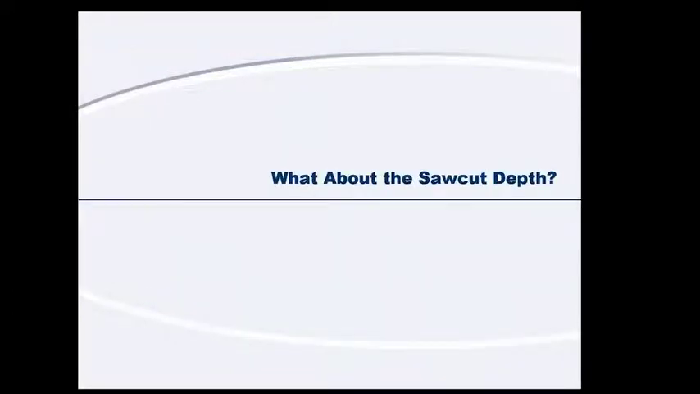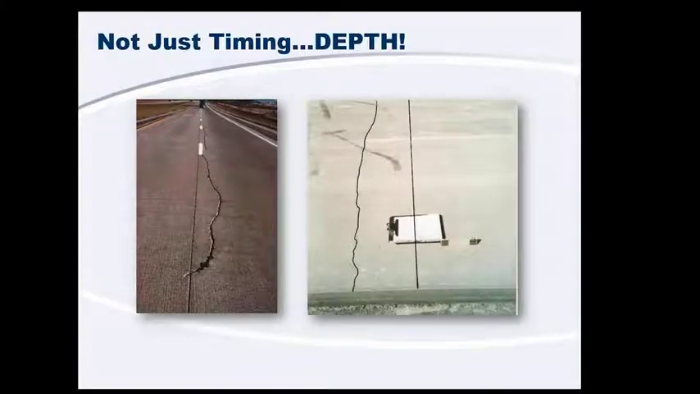Okay, so that's just a little bit on when to get on there and start sawing our joints, but that's not the only piece of the puzzle. The other part is saw cut depth. We have to make sure that we actually initiate the crack at the bottom of that saw cut to get our early forming joint. If we don't saw our joints to the proper depth, what will end up happening is the pavement doesn't want to crack where we want it to crack. It's going to crack wherever it feels it'll best alleviate the stresses that have built up within the pavement.